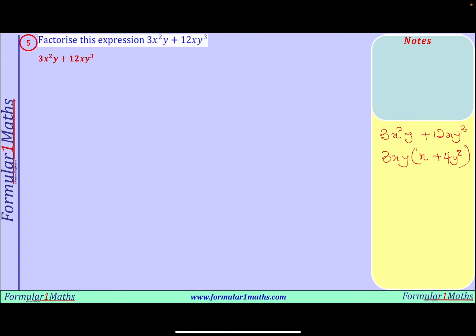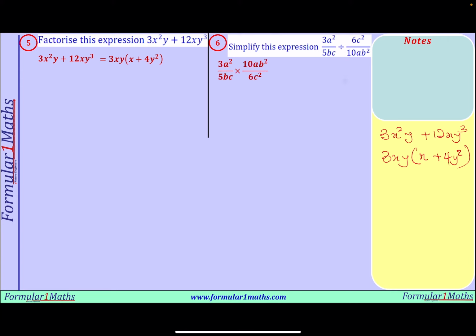Question number 6. Simplify this expression. So here, because of this division here, we are going to change that into a multiplication sign and flip this one over. So we're going to get this here. We can now reduce some fractions. So 3 goes here, 1. 3 goes into 6, 2. 5 goes into 5, 1. 5 goes into 10, 2.